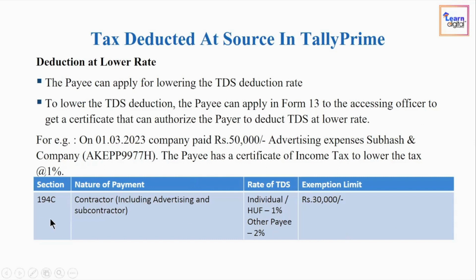Now how to solve this? First of all, the nature of expense is advertising expense, so it comes under 194C.